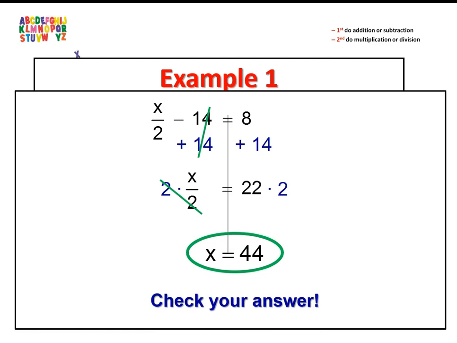Let's check it. Because I love this about algebra. You can check your work. So wherever we see an x in this original equation here, we're going to put in a 44. So we got 44 over 2 minus 14 equals 8. 44 over 2, let's see, what's that? That's 22. I got 22 minus 14 equals 8. And then 22 minus 14 is 8. So 8 equals 8. Let's give ourselves a big check mark. We got that right. Nice.